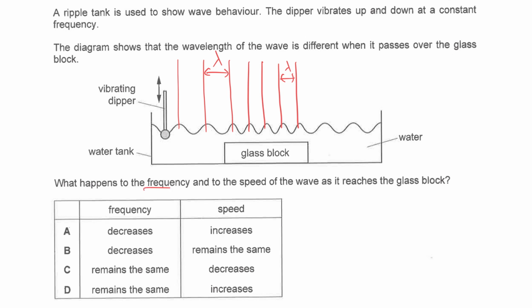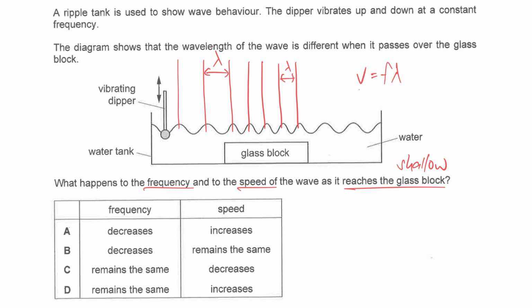So the question asks you what happens to the frequency and the speed of the wave as it reaches the glass block, which is a shallow region here. Next, let's recall the wave equation, which is v = fλ.